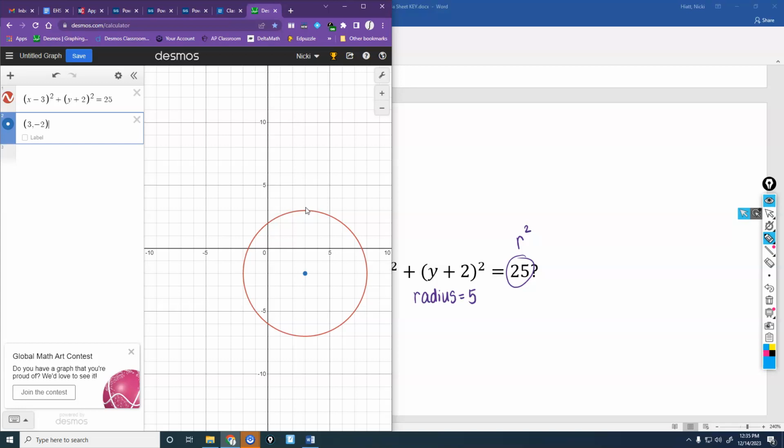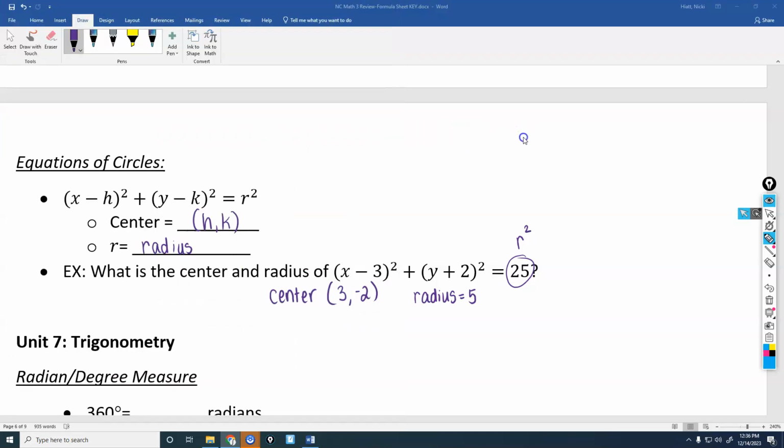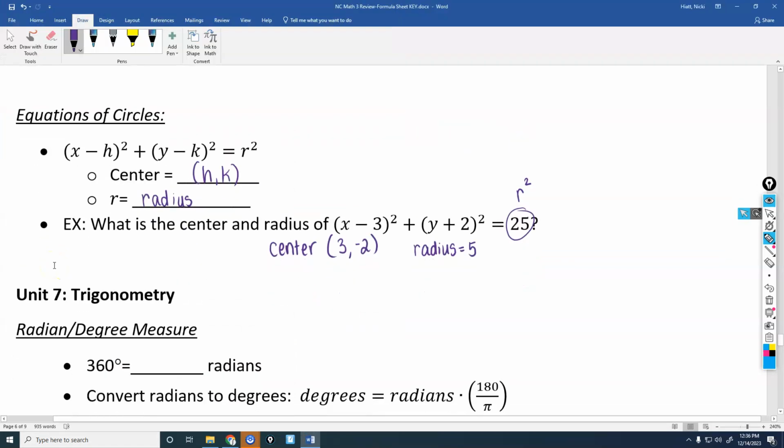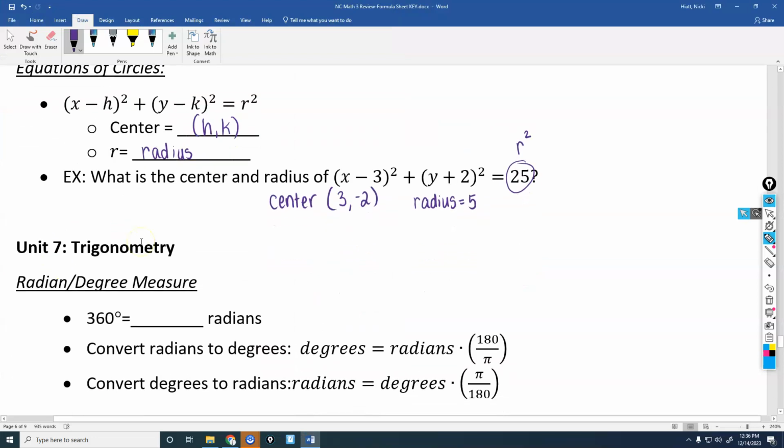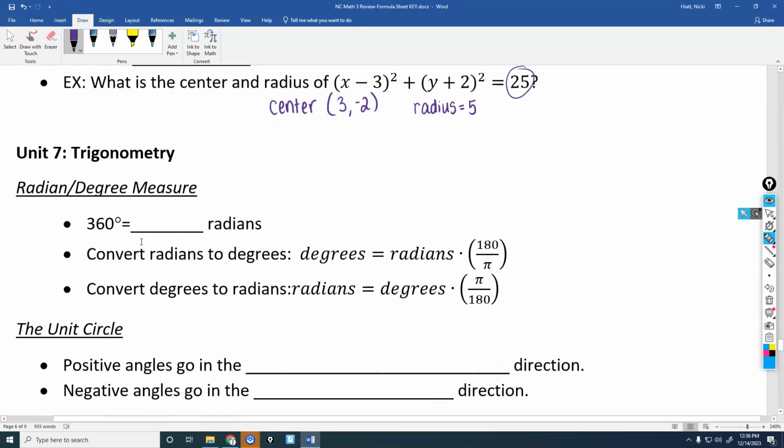Type it into Desmos, double check it there, because sometimes you might make a mistake. Like you might say the radius is 25, but when you graph this, you can tell the radius is definitely not 25. So that'll help you. Okay? All right, any questions?